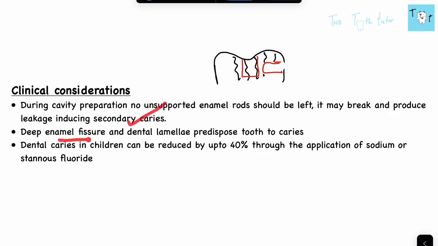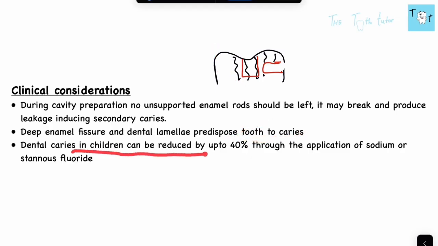Deep enamel fissures and dental lamellae are predisposed to caries. So it's a similar kind of concept here, leaving a gap. There's a huge organic content in here. In a dental fissure, there is empty space, and in dental lamellae, there is space filled with organic content, which allows bacteria to enter the tooth, and it causes caries.